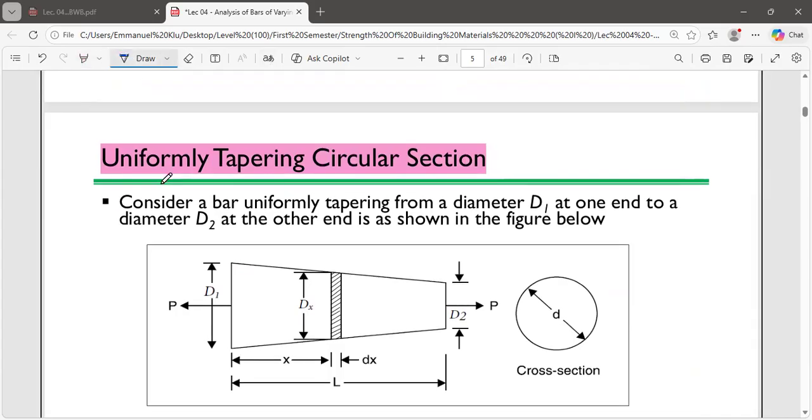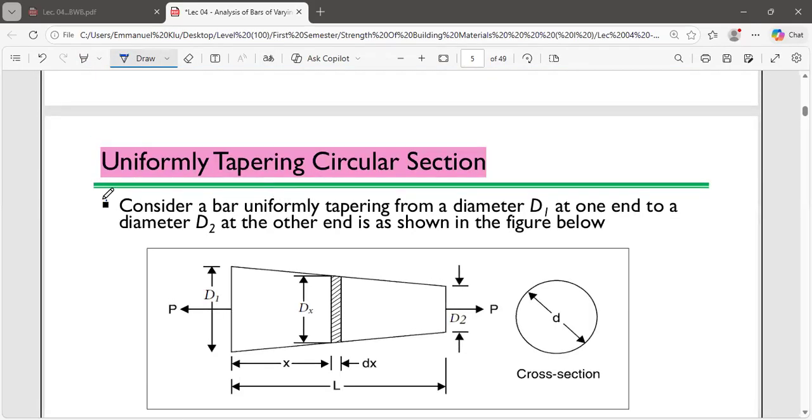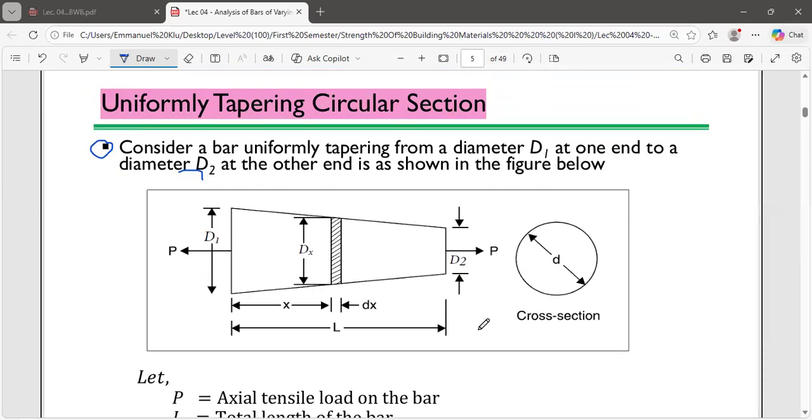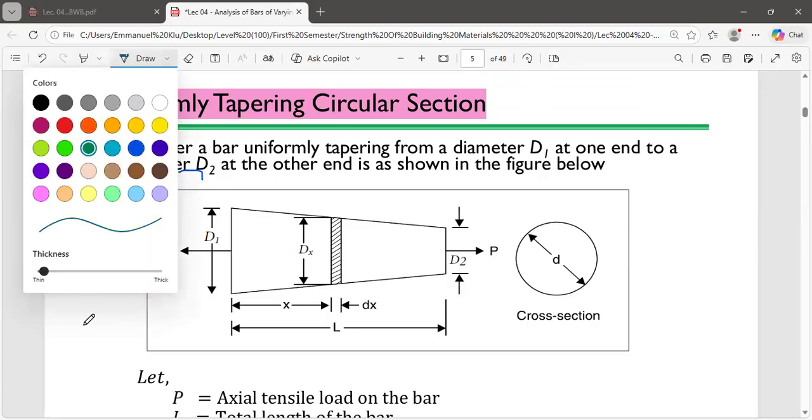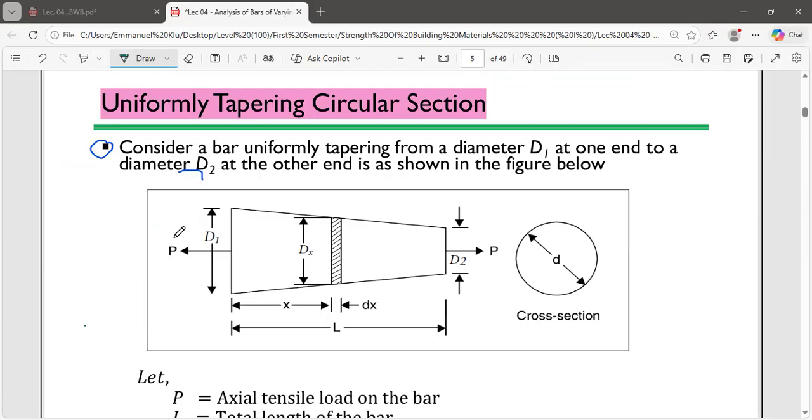Let's consider a bar uniformly tapering from a diameter D1 at one end to a diameter D2 at the other end, as shown in the figure below. This is the kind of bar I'm talking about. As you can see, this bar is in tension, because the forces are moving away from the bar. If they were moving towards the bar, it would have been in compression.